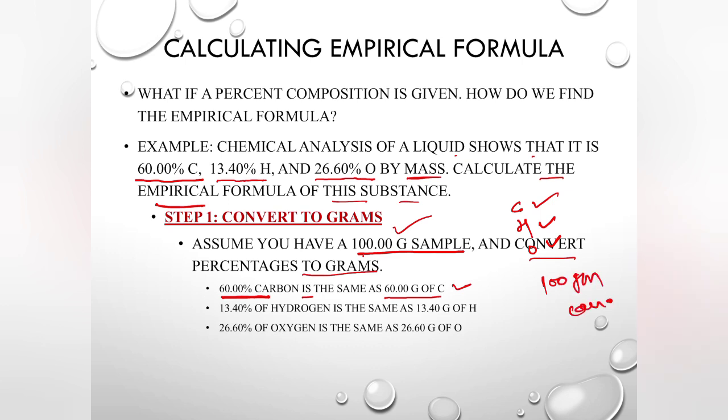Now according to the question, 60% carbon is given, so we are taking 60 gram of carbon as mass. At the same time, if 13.40% of hydrogen is given, it means we are taking 13.40 gram of hydrogen. Now the remaining is 26.60 percent of oxygen, so we convert it into mass, 26.60 gram of oxygen. Now we get all the percentages in the form of mass: 60 gram of carbon, 13.40 gram of hydrogen and 26.60 gram of oxygen.